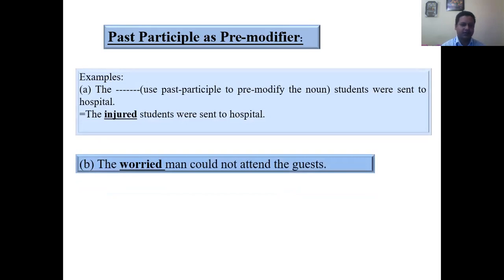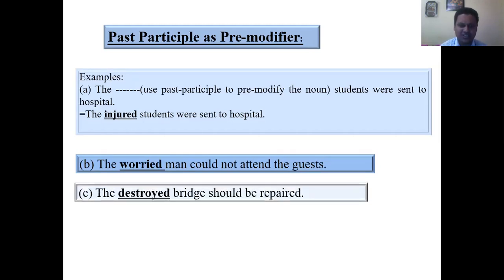Another example for you. The worried man could not attend the guest. Man is the noun. The word worried is a past participle sitting before the noun man, and the word worried acts as a pre-modifier. It functions here as a pre-modifier because we have used the word worried before the noun man, and it has modified the noun man. That's why worried is a past participle used as a pre-modifier.